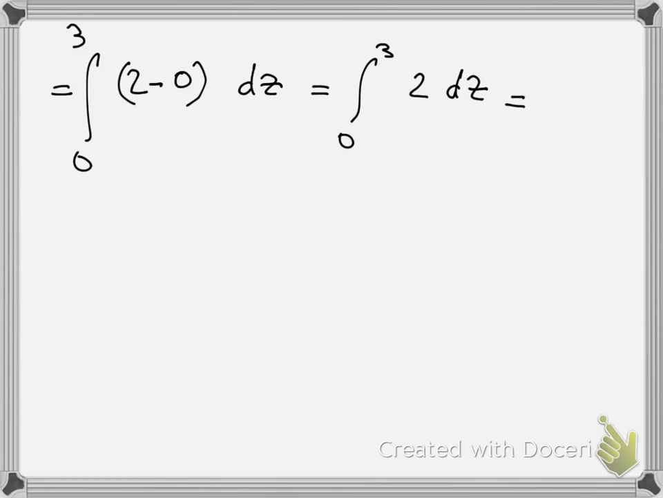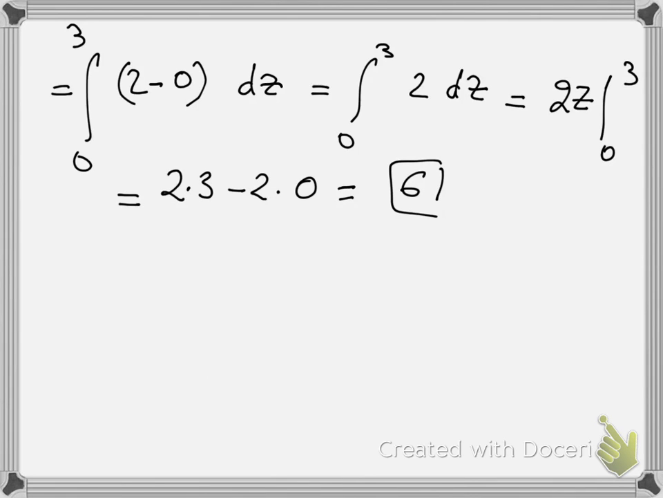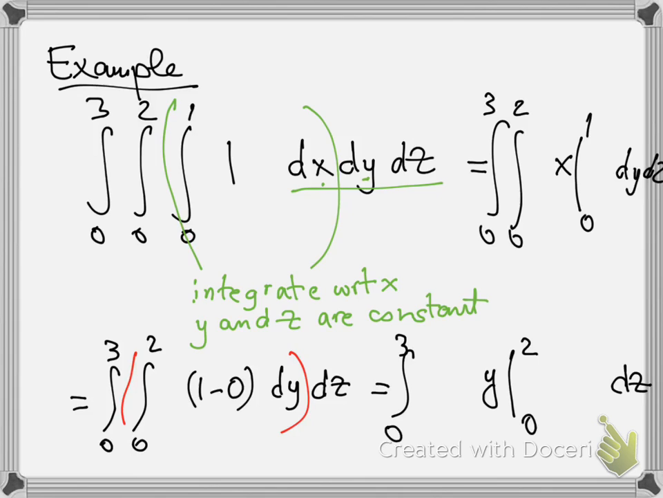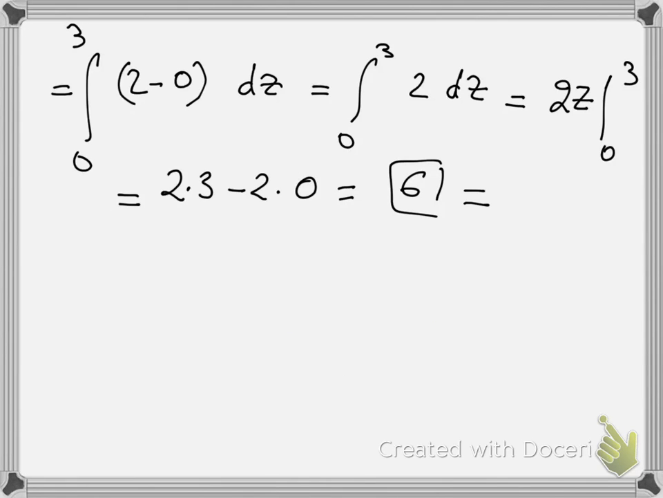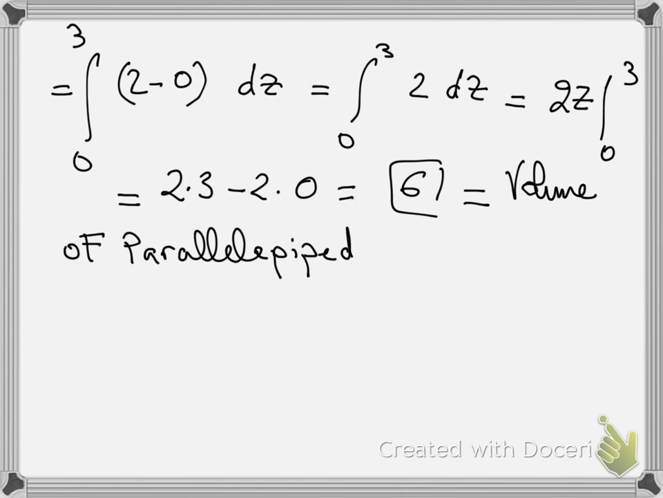Now, what's the integral of 2 with respect to z? Well, that's 2z from 0 to 3. You replace z by 3, so 2 times 3 minus 2 times 0, which is equal to 6. Anyway, the 6 here represents the volume of the parallelepiped 0, 1 cross 0, 2 cross 0, 3.